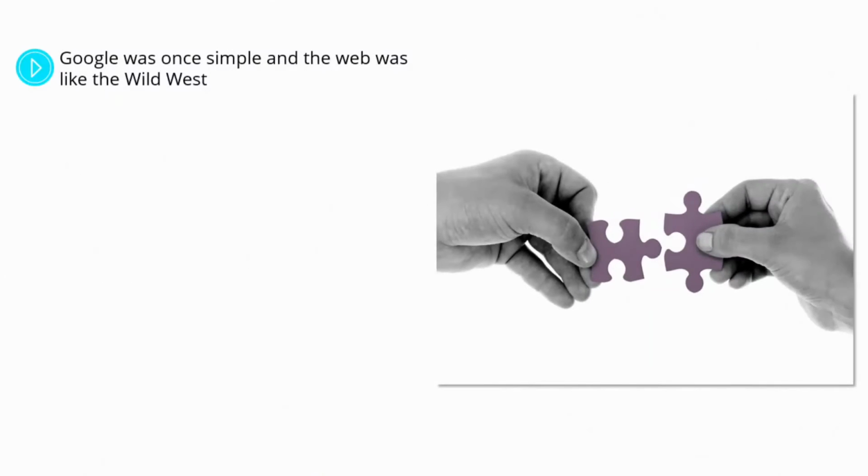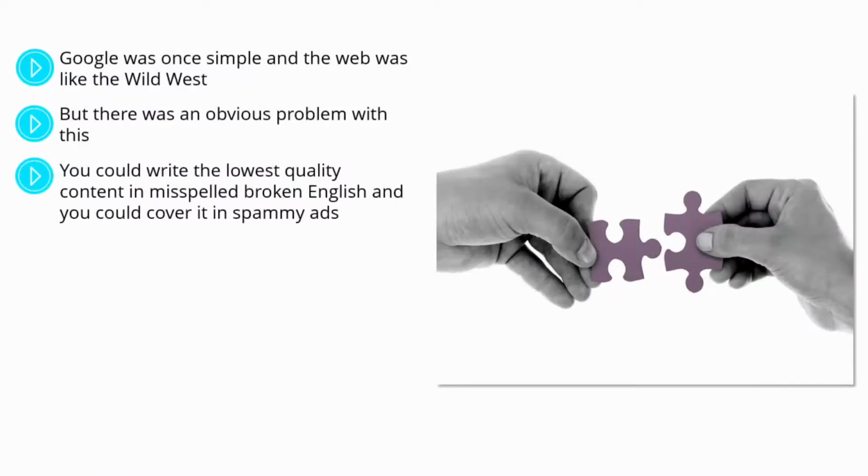Google was once simple, and the web was like the Wild West. Whoever drew fastest would ultimately emerge victorious. But there was an obvious problem with this, because it meant that anyone could get to the top of Google without there being any real necessity to create a high-quality website. You could write the lowest quality content in misspelled or broken English, and you could cover it in spammy ads.